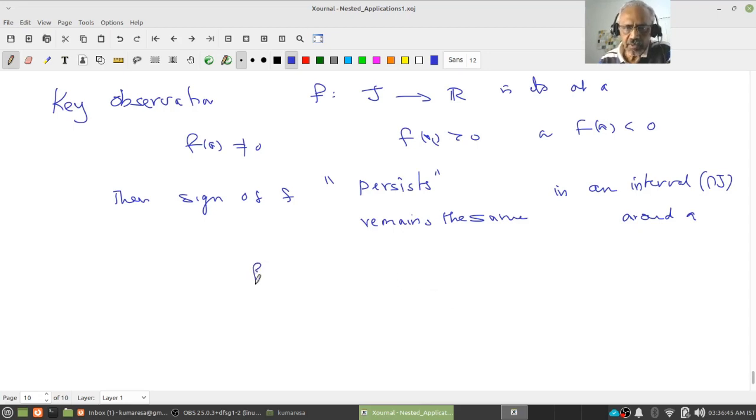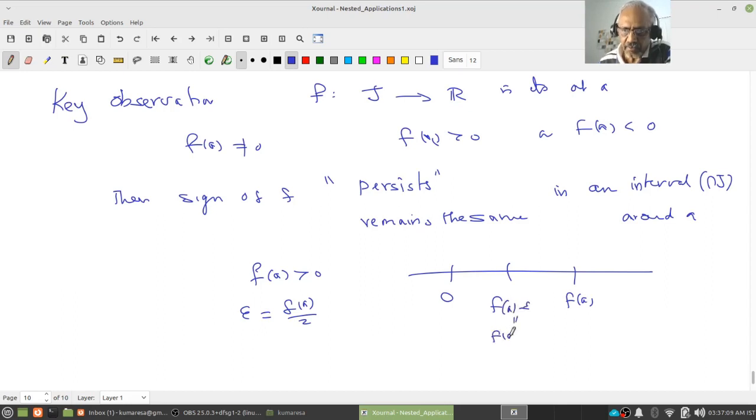So suppose F of A is positive. Let's look at the picture. Maybe this is my 0, this may be my F of A. F of A may be very close to 0, but still it's positive. I'm just magnifying so that it looks as though it's far away from 0. Then what I can do is, as an epsilon, I can take F of A by 2. Then this will be F of A minus epsilon, which is F of A by 2, and this will be 3 F of A by 2, the same as F of A plus epsilon.